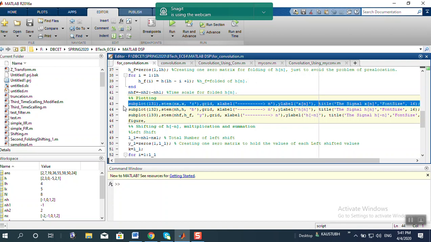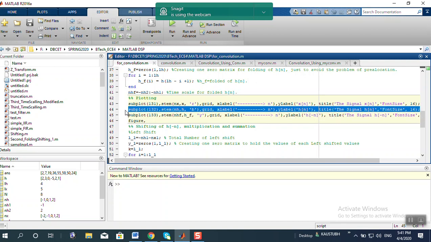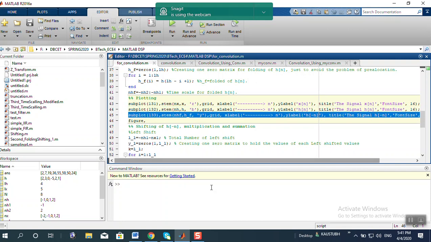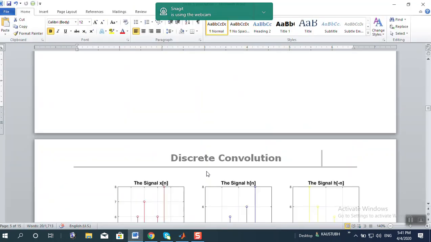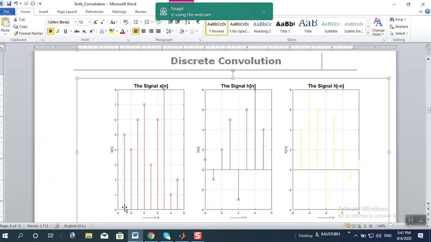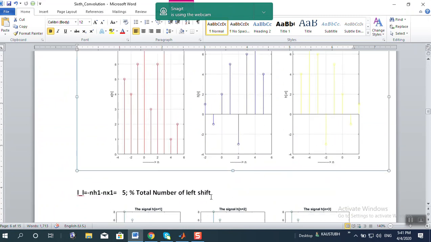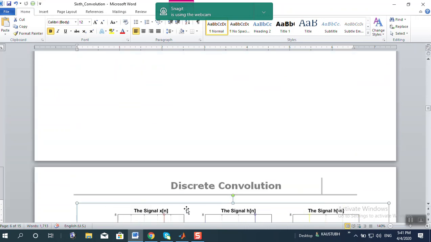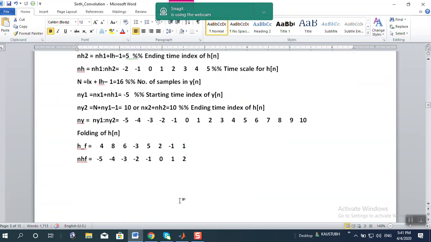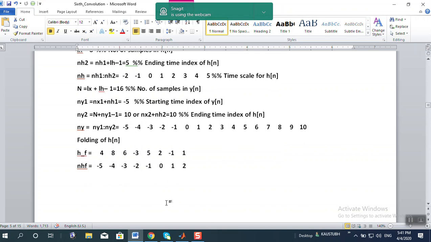The first signal x of n, then h of n, then folded h of n. If you plot it with that example, it will be like this. This is your x of n, this is your h of n, and this is your folded h of n, h of minus n. Okay, so now as you can see here, the convolution results from minus 5 to 10, because the starting value of the convolution signal will be minus 5 and the ending is 10.